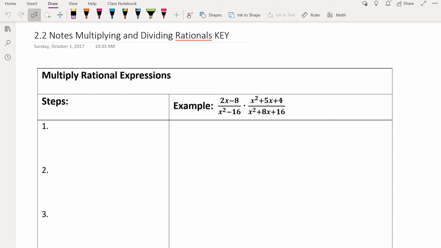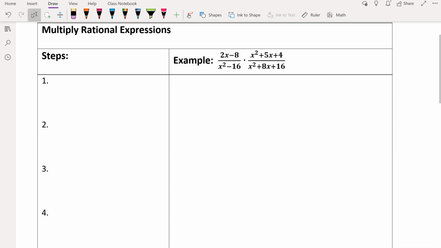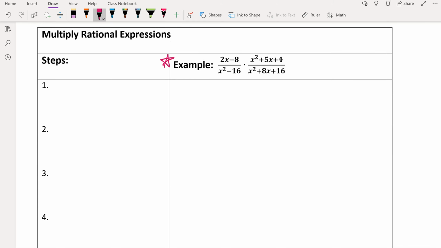All right, y'all, we've got two operations to talk about for rational expressions today. We are learning how to multiply and divide rationals. Okay, and we're going to start immediately with an example, multiply rational expressions. So go ahead and get this example down.